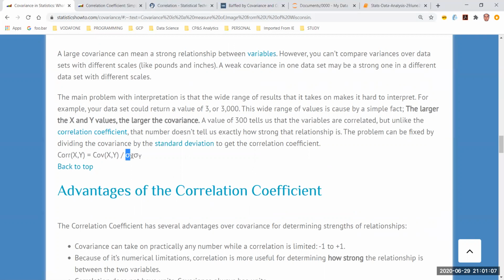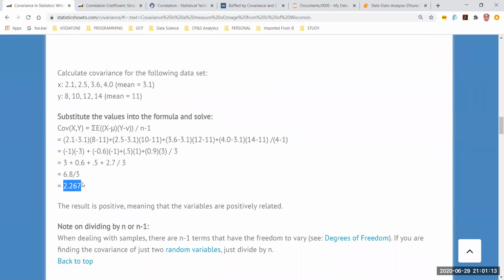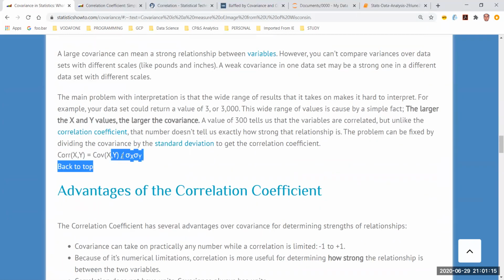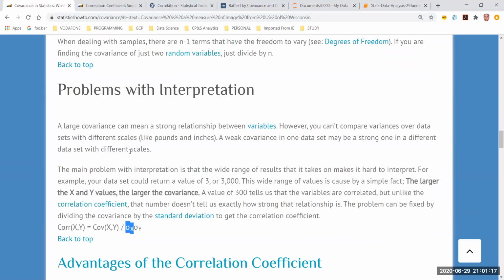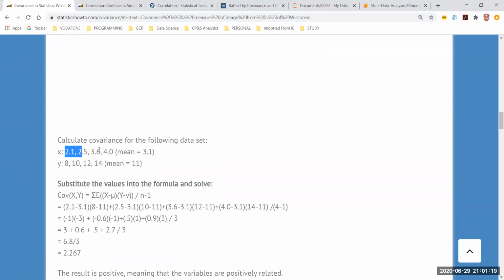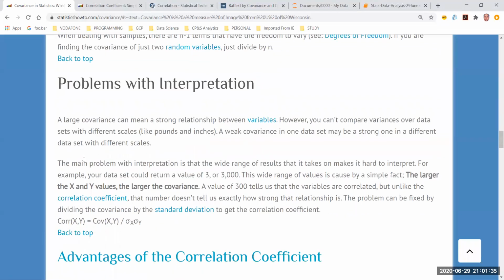And to do that, I'm going to divide the covariance, the value that I've got over here, this 2.267, by the standard deviation of each variable. So I calculate the standard deviation of all these four values. That becomes sigma x, and then I get sigma of y, and then I simply multiply sigma of x and sigma of y, and I divide by that.